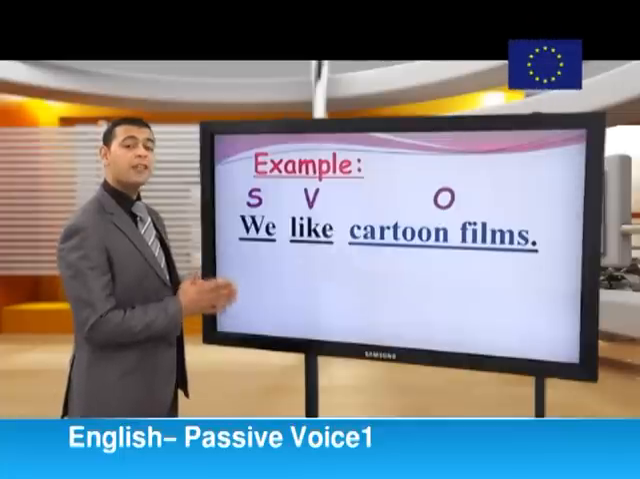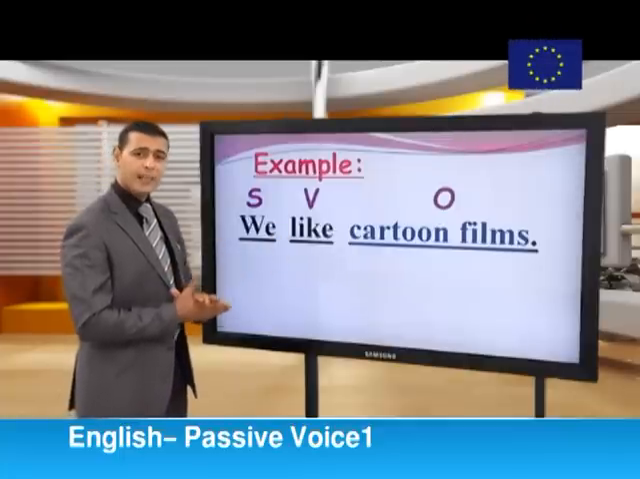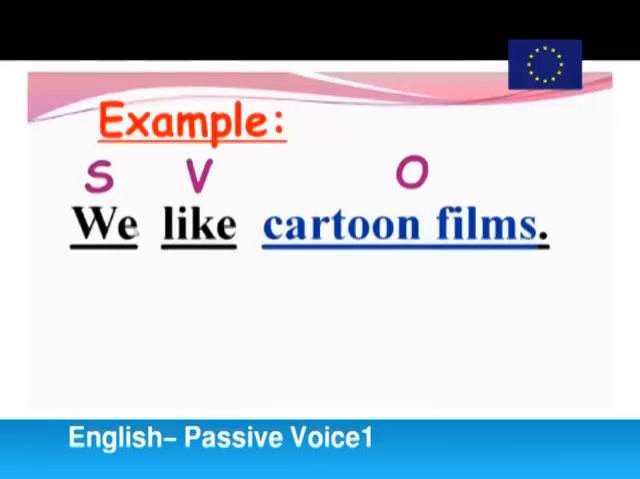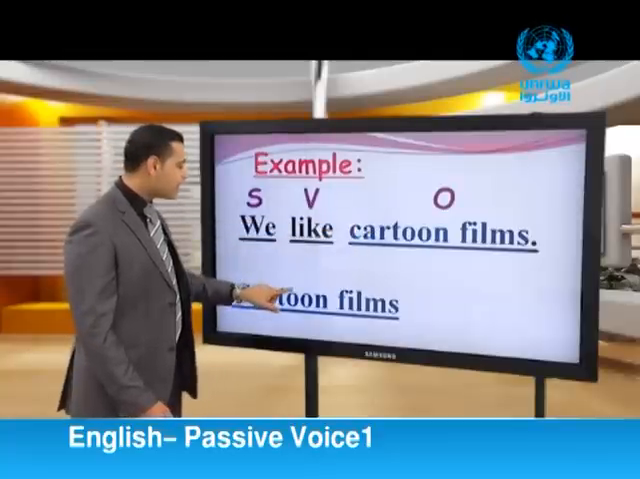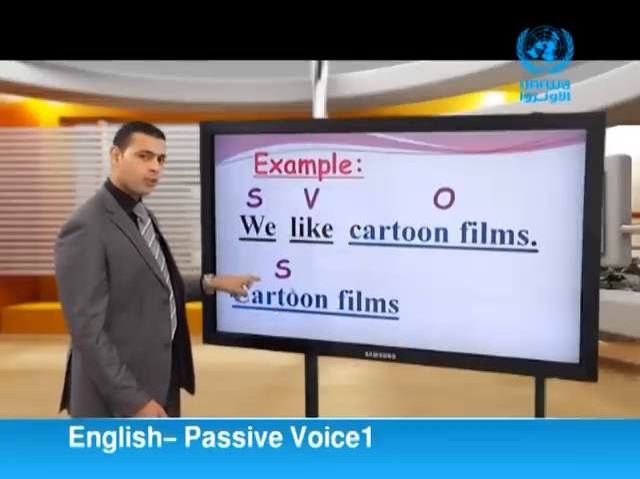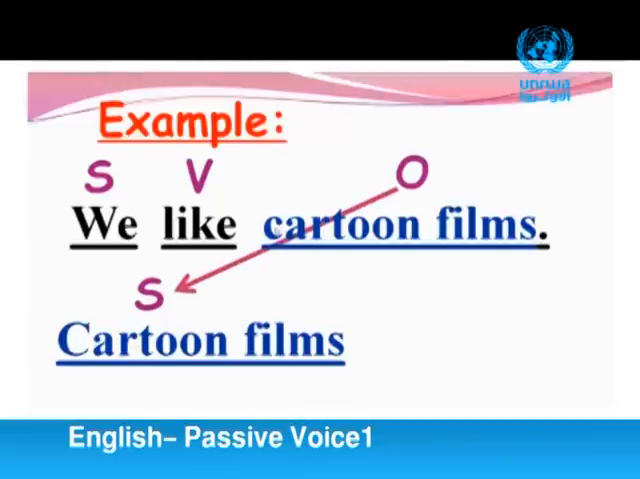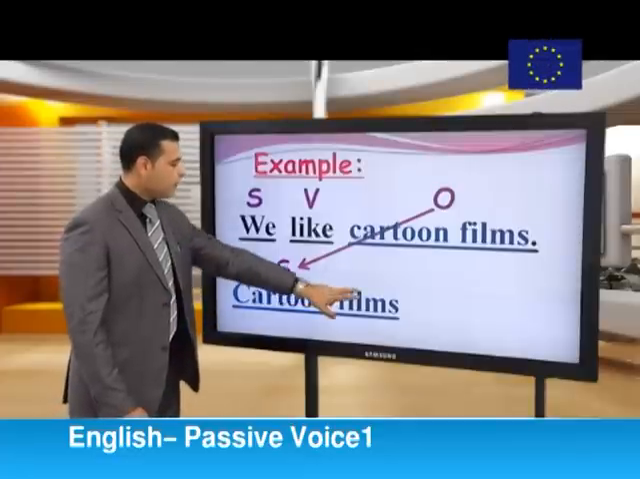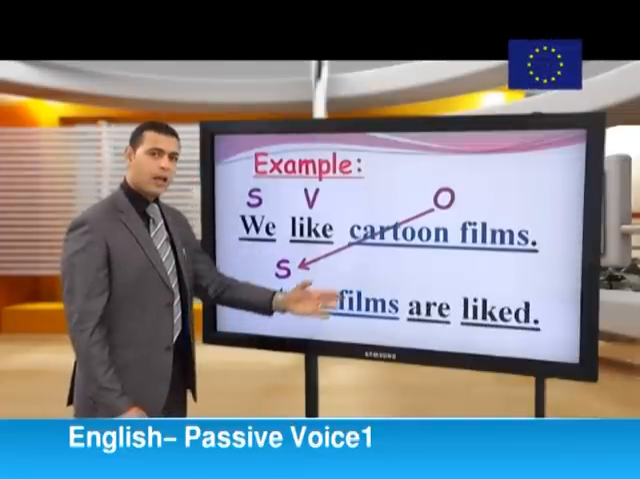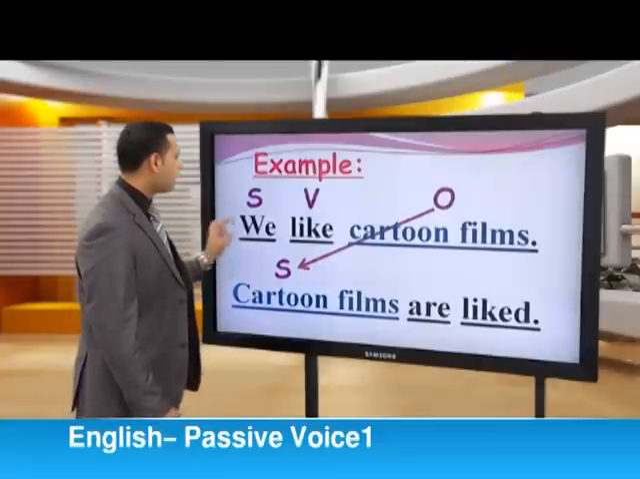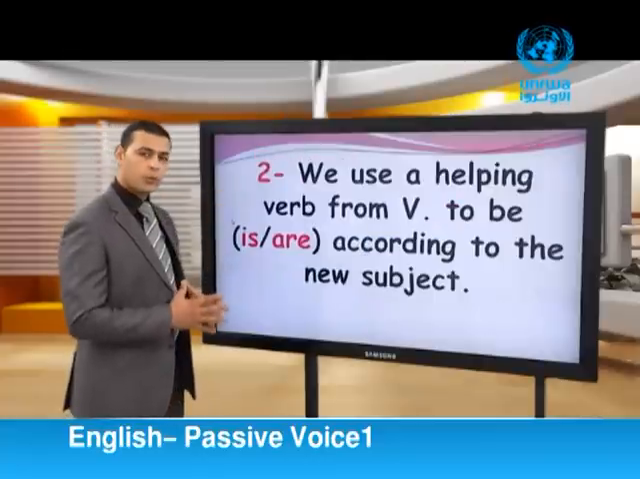Okay, to change such a sentence from active to passive, we need to start with the object so that this object, cartoon films, will be the subject of the passive sentence. So here it's changed from being an object to being a subject. Cartoon films are liked. Okay, let's move to see step number 2.